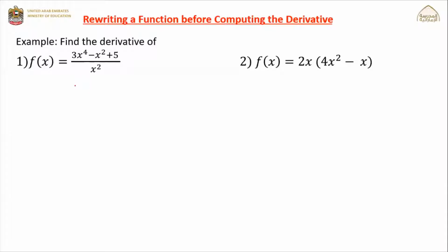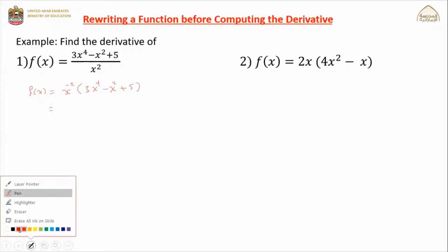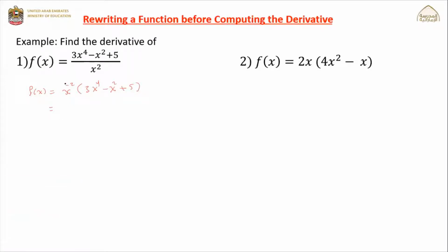So I will use the second idea. f of x equal, I will take x squared up, so it's x to the power negative 2 times (3x to the power 4 minus x squared plus 5). Now I will expand this. I will make a product between x to the power negative 2 and all terms inside the brackets. So this will give me x to the power negative 2 times 3x to the power 4, it's 3x to the power 2, because the powers will be adding.